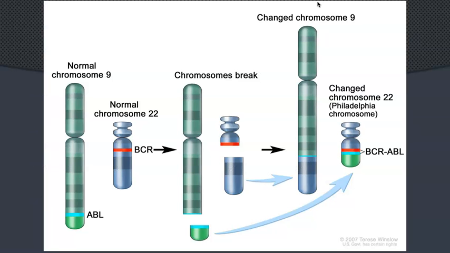So here's a little visual. You can see on the left are the normal chromosomes. They break off and switch. Then chromosome 22 becomes that short Philadelphia chromosome with the BCR-ABL gene.